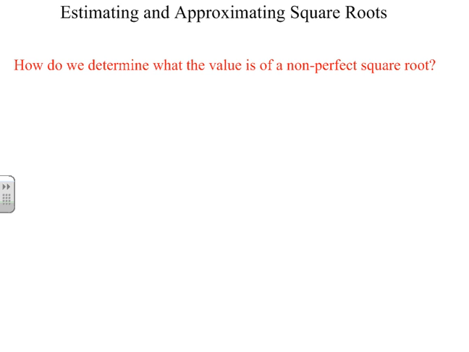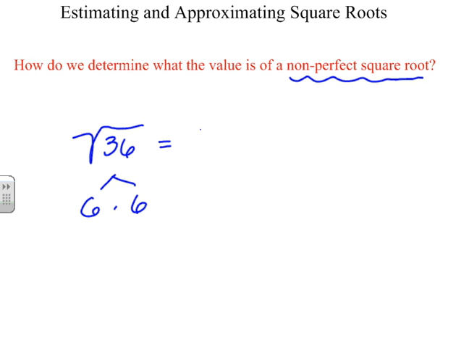Okay, this is about estimating and approximating square roots. Now, we're going to address the question, how do we determine what the value is of a non-perfect square root? And what do we mean by a non-perfect square root? A perfect square root would be something like the square root of 36, because we know that 6 times 6 is 36. The answer would be 6 when we reduce it.